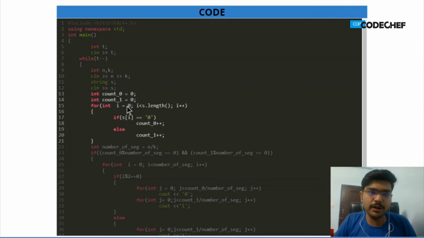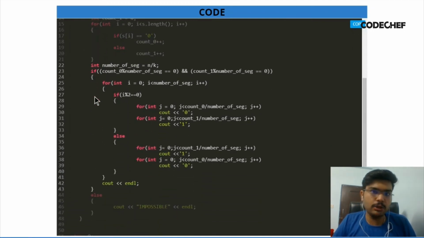Now, as we have discussed in the approach of this problem, we need to take a count of the number of zeros and the number of ones in the string. So for i equals 0, i less than string length, if the value of the string is 0, then I am incrementing count0, which stores the number of zeros in the string. Else I'll increment count1, which will store the number of ones in the string. So I think this code is pretty easy to understand.